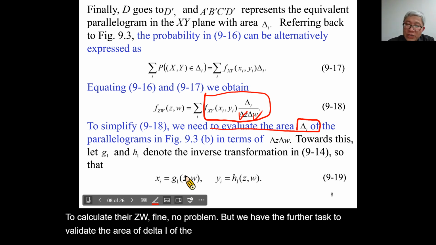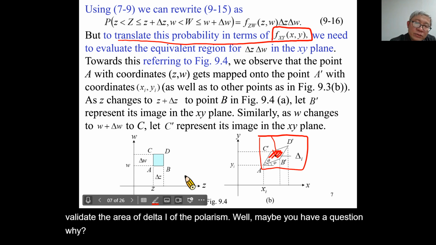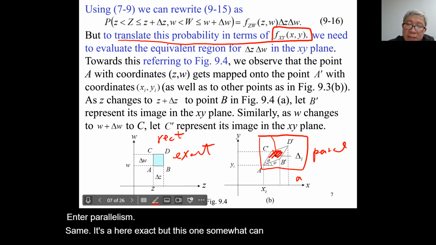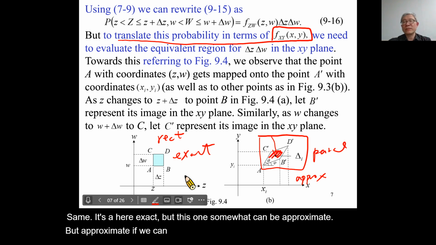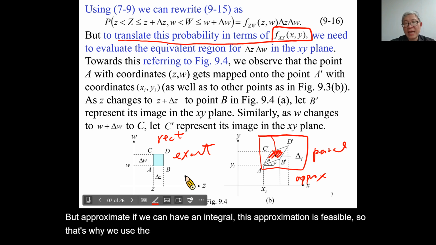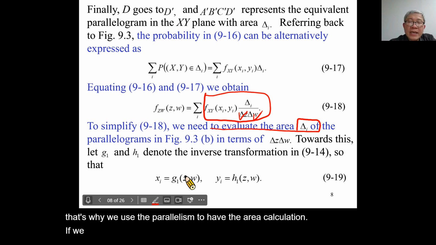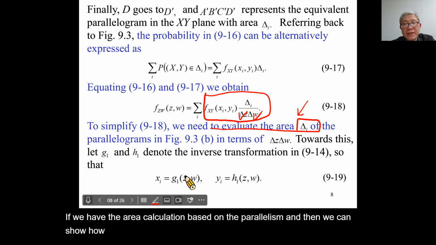Well, maybe you have a question. Why rectangle and the parallelogram? It is the same here, exact. But this one can be approximated. But if we can have an integral, this approximation is feasible. So that's why we use the parallelogram to have the area calculation. If we have the area calculation based on the parallelogram, then we can show how to have the result.